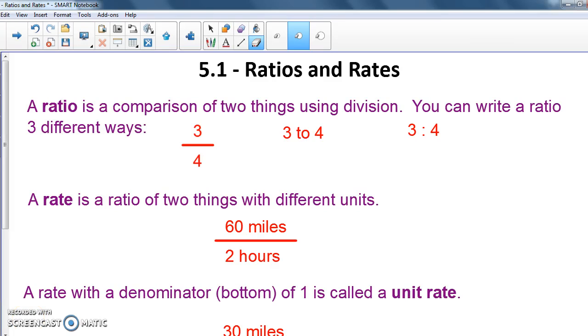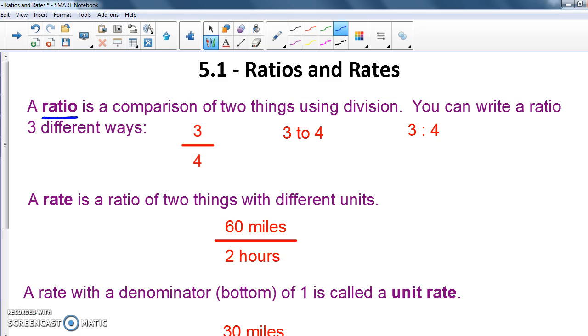Guys, in this section we're going to talk about ratios and rates. So I have some vocabulary for you first. If you need to pause the video to write this down, feel free to do that while I'm talking. A ratio, you can see here, is a comparison of two things using division. Okay, and we spoke about ratios last year, so a little bit of this is going to be a review, and then there's some new stuff as well.